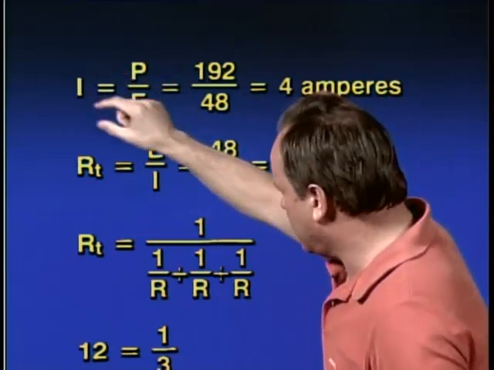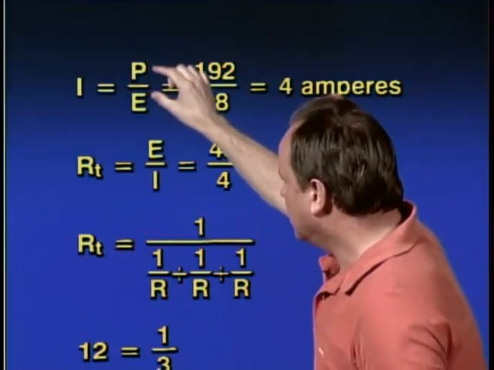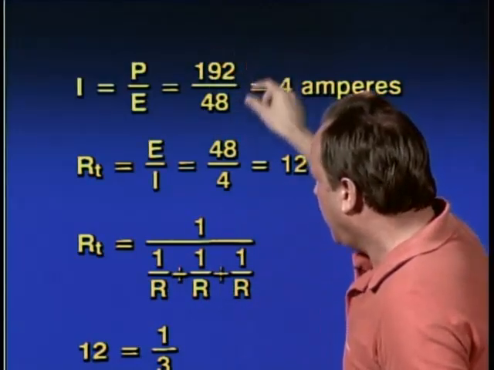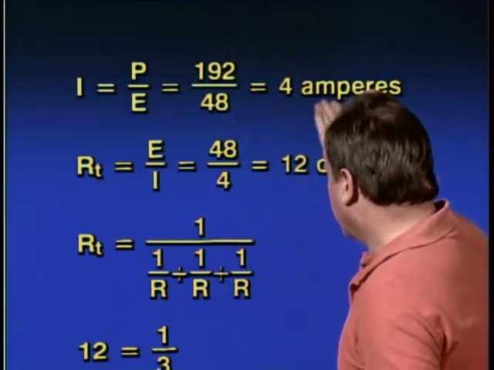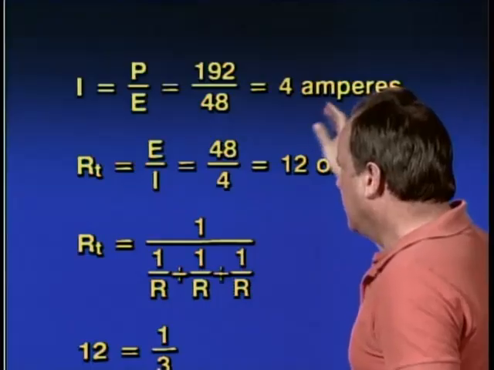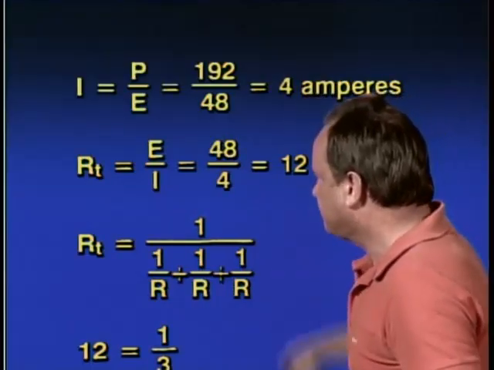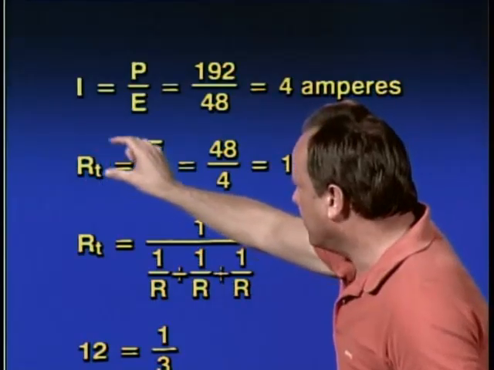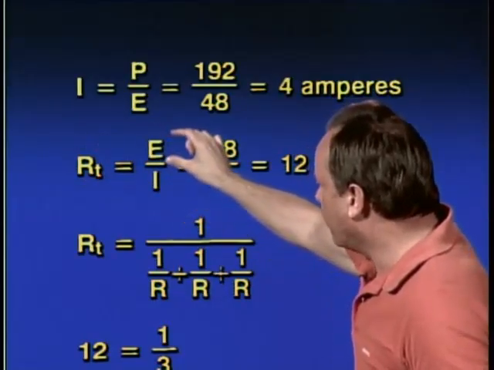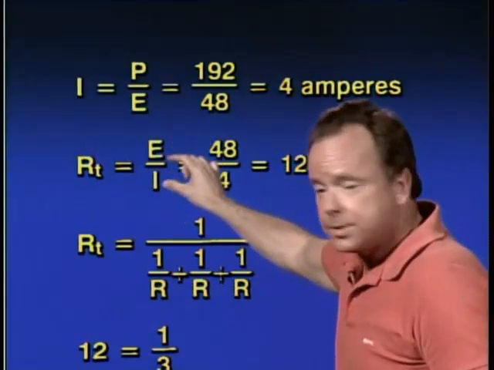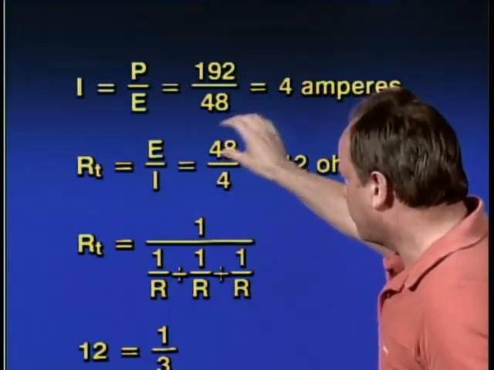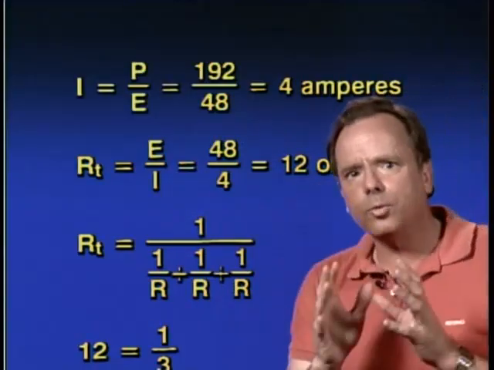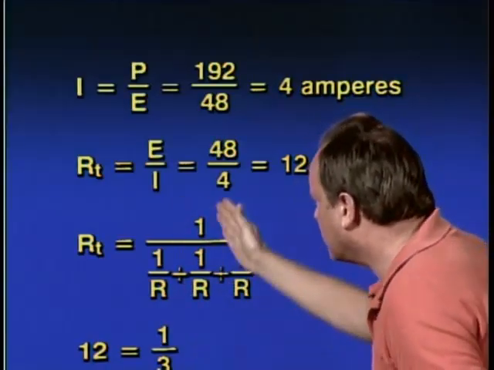Okay, first of all, the current is equal to the power in watts divided by the electromotive force in volts. The power in watts was 192, and the volts was 48, and so the current in amperes was 4 amperes. So now we know the current in amperes. All right, now let's take a look at what the total resistance is. The total resistance for the entire circuit is equal to the electromotive force, which is E, which is volts, divided by the current in amps. The volts was 48, the current in amps was 4, the total resistance was 12 ohms. Now that total resistance is made up of 3 identical resistors.